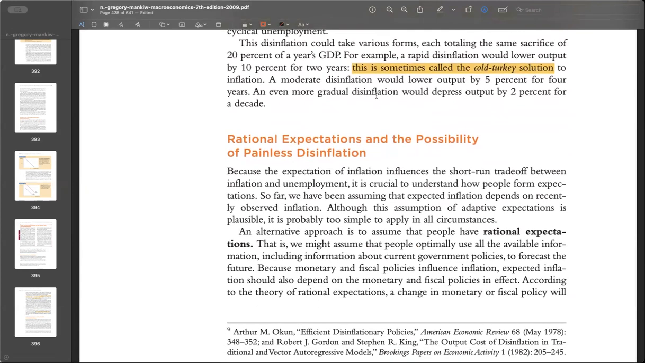So a moderate disinflation would lower output by 5% for 4 years. Take note that 5 times 4 is still equal to 20, because you require, in this example, 20% of a year's GDP. So you can spread that out over multiple years, or you can do it as quickly as possible. Of course, a drop of 20% of a year's GDP is quite disastrous, so you wouldn't want to do this entirely in 1 year.